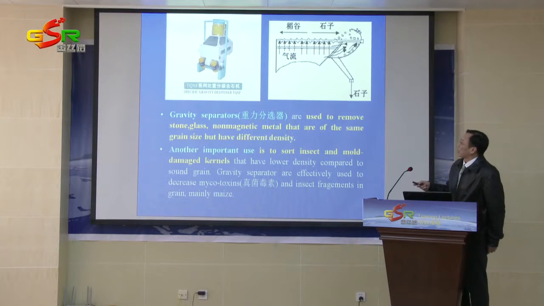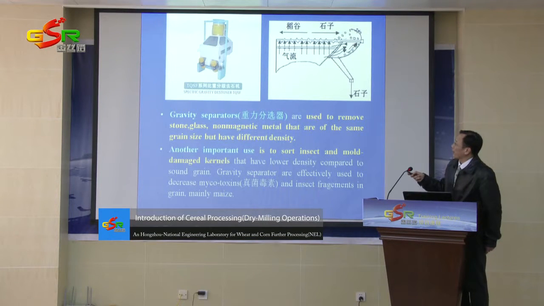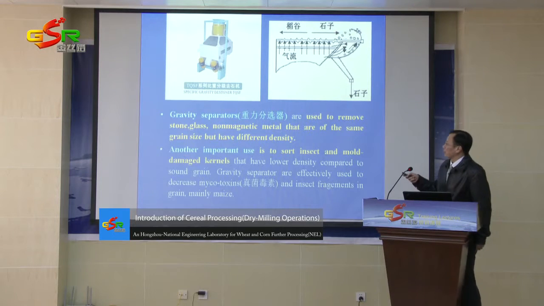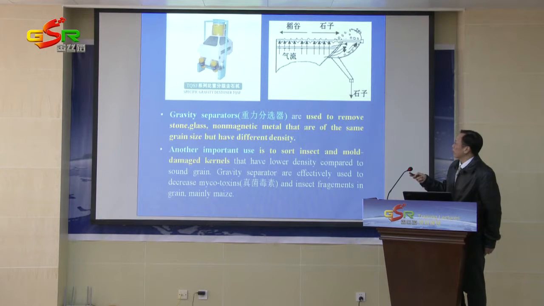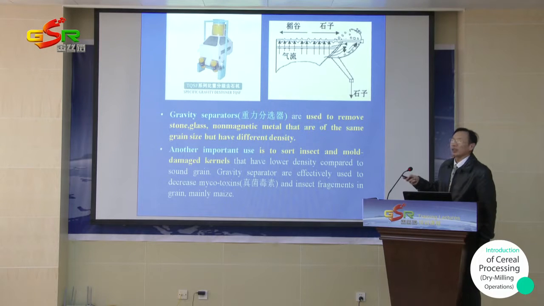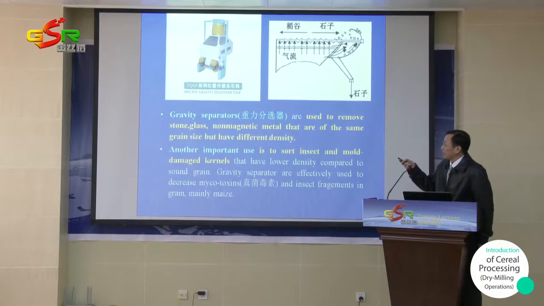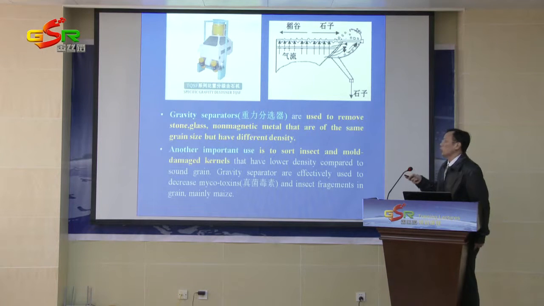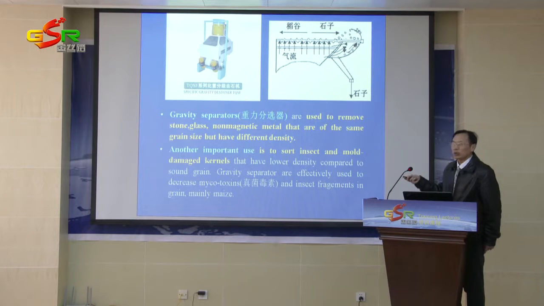This is the gravity destoner in the cleaning process. Gravity separators are used to remove stone, glass, and non-magnetic matter. Sometimes another important use of the gravity separator is to sort insect- and mold-damaged kernels according to the density difference.